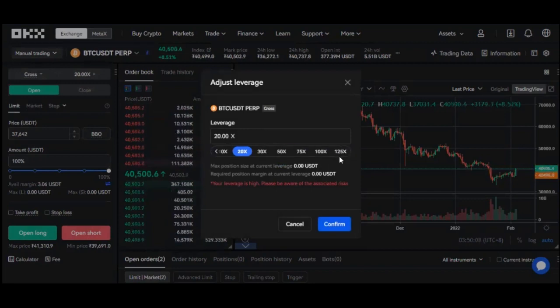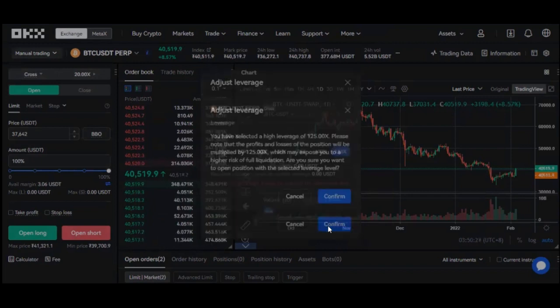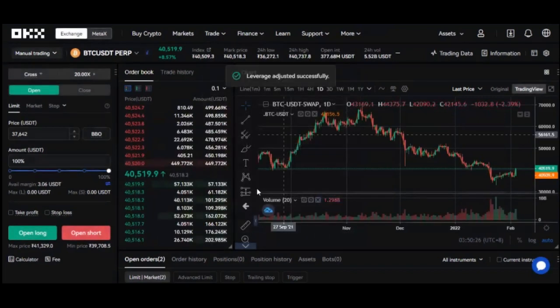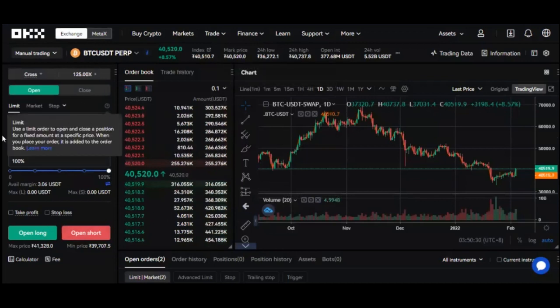OKX equally gives you the option of trading up to 125x leverage, for some of the coins that are here. Like BTC, I can trade up to 125x leverage. So if I select 125x leverage and confirm that, it will give me a warning that the leverage is too high. But once you have enough funds in your account, go ahead and confirm that.